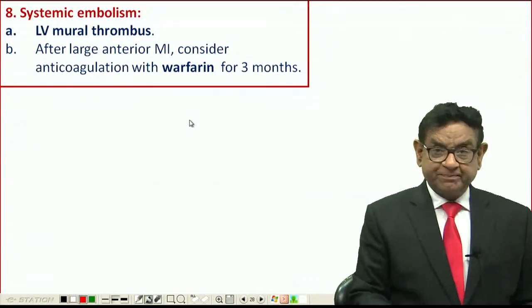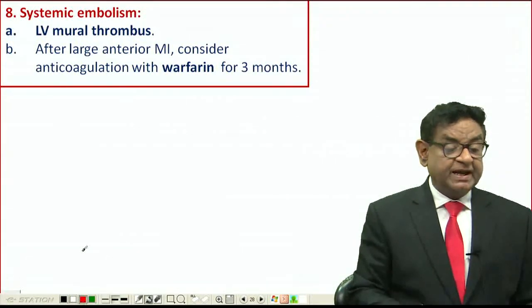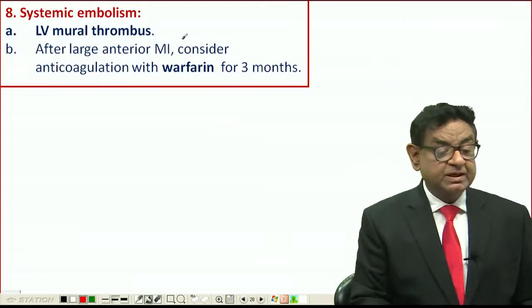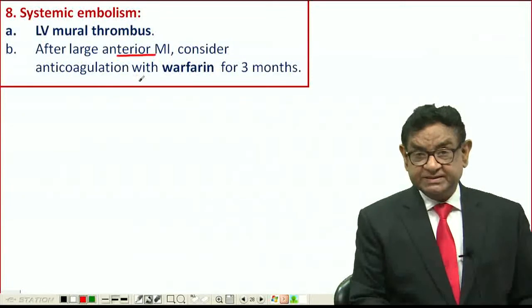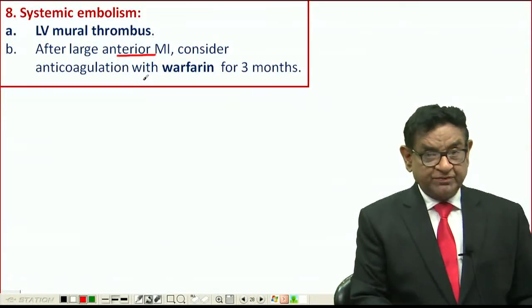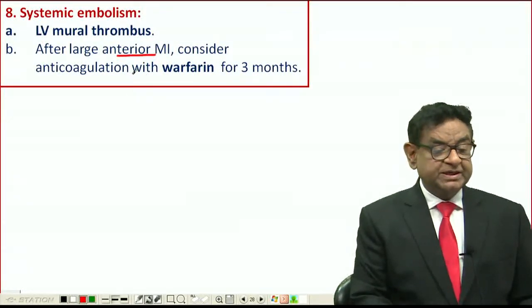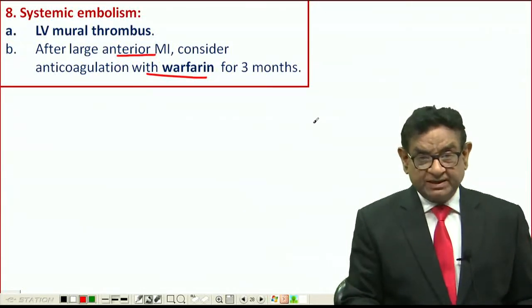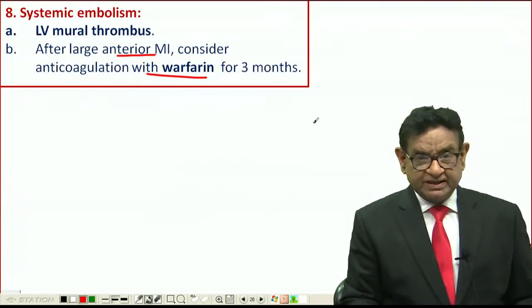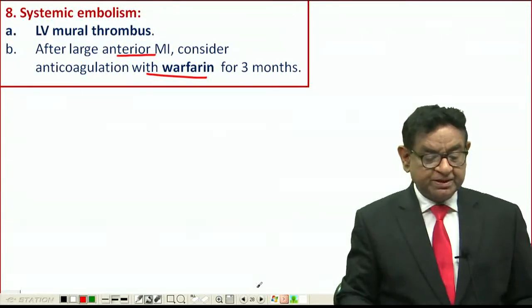Systemic embolism is a big problem. This typically occurs with LV mural thrombus, and it usually occurs after anterior wall MI. In such cases, we do echocardiography. If we can pick up the clot, warfarin should be started immediately. Of course, heparin has been started. Warfarin should also be started, and that should be continued for the next 3 months, even after the discharge of the patient.